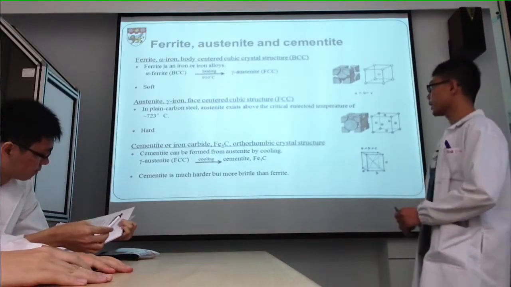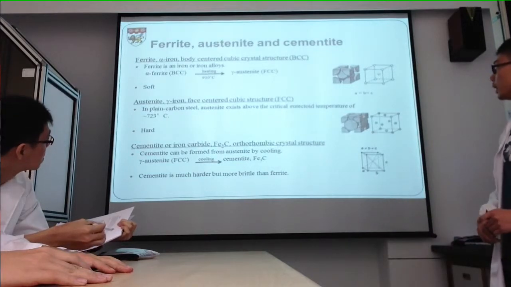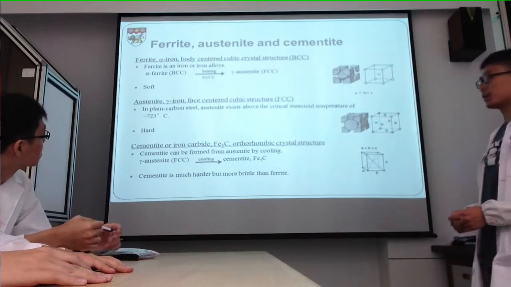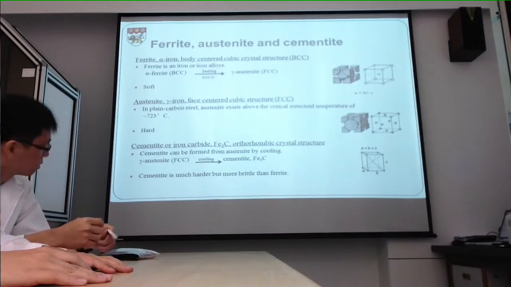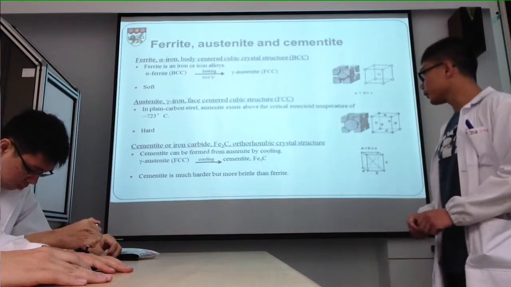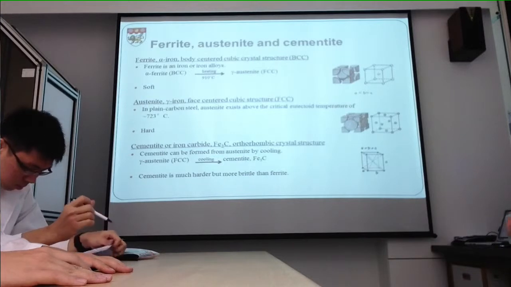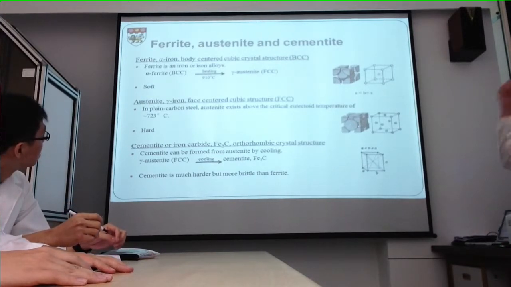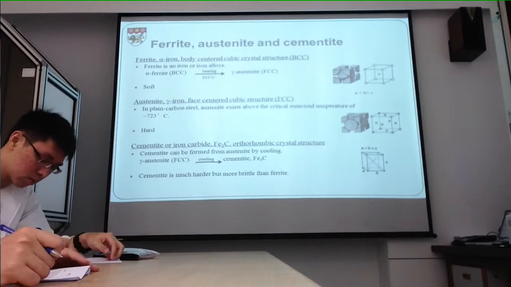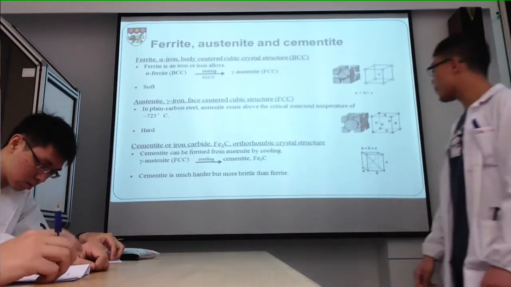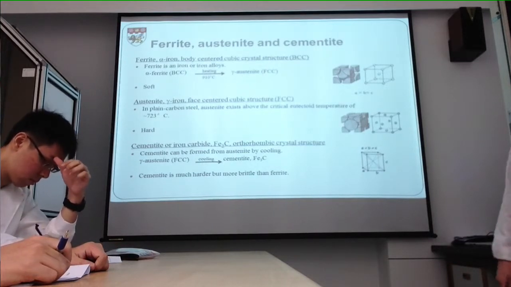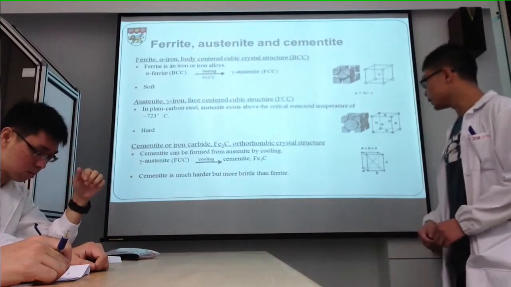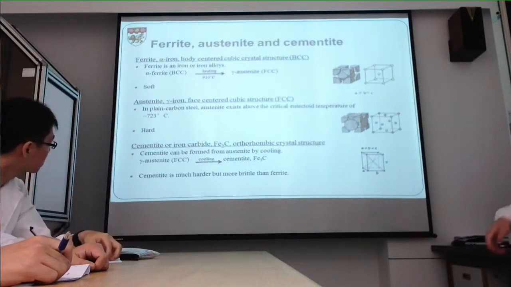And the second phase, austenite, is the gamma phase of steel. It is a face-centered cubic structure. Austenite exists above a critical eutectoid temperature of around 723 degree. And the third one, cementite, or we call it iron carbide, is an orthorhombic crystal structure. It can be formed from austenite by cooling. And cementite is much harder but more brittle than ferrite.